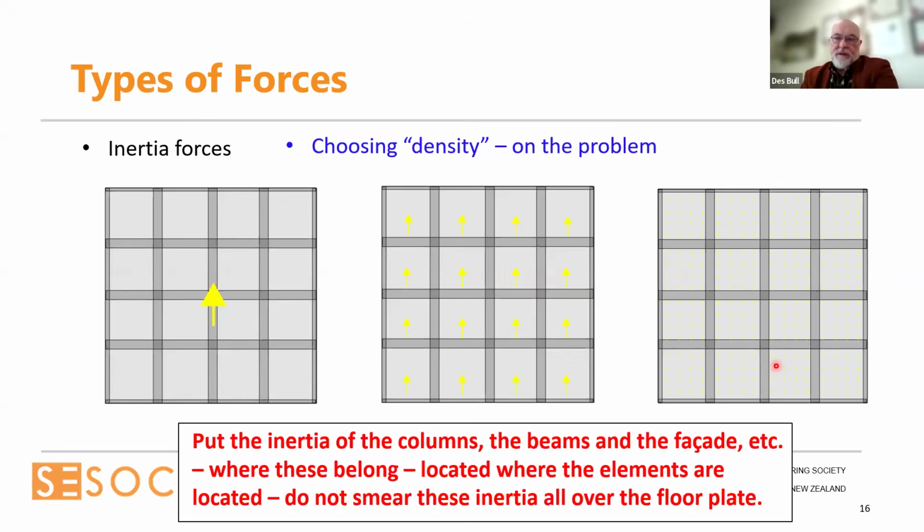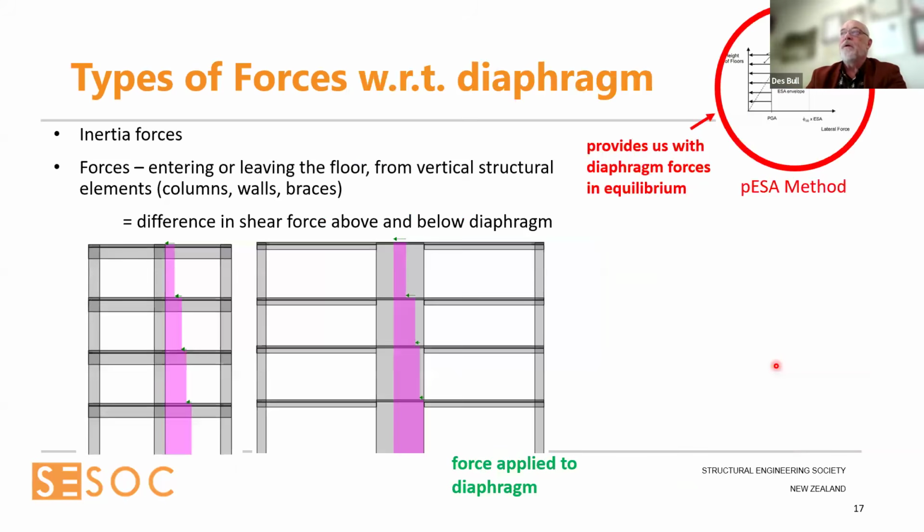This is one of the flags. Put the inertia of the columns, beams, and facades where these belong. That's locate those inertia arrows and their value associated with the beam, column, stair, precast stair, and so forth. Don't smear the inertia or the mass effectively of those elements across the whole floor plate. You'll find your equilibrium sort of goes out the window a wee bit.